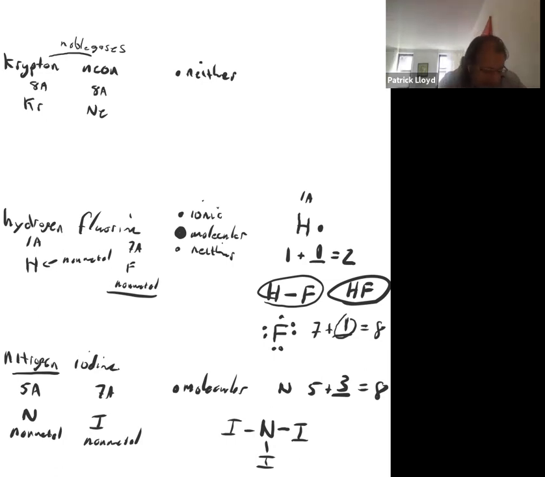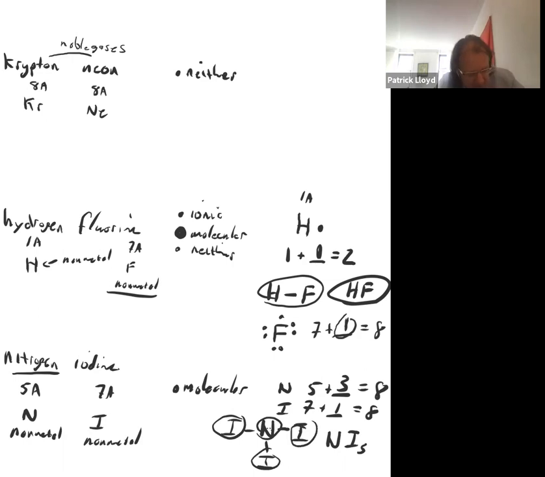Now, what about the iodine? You don't even need to really worry about the iodine because they have to be internally consistent. Iodine is in group 7A, so it has 7. So it only needs 1 bond to get up to 8. And that's exactly what happens. The iodine needs 1 nitrogen to get up to 8. So there you go. NI3. 1 nitrogen, 3 iodines. Okay.